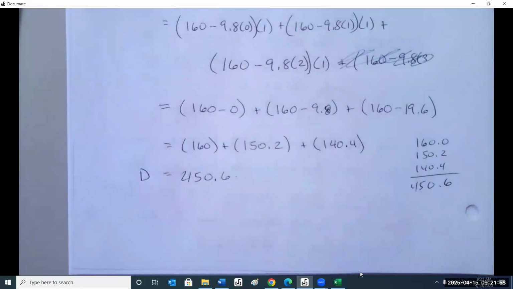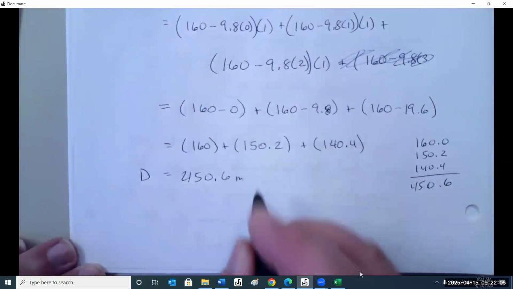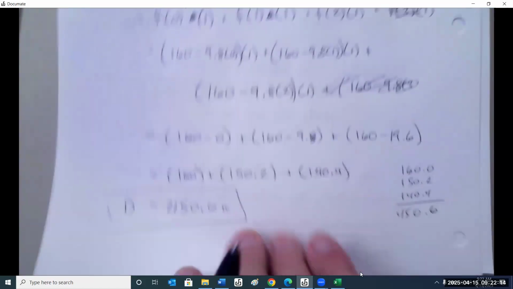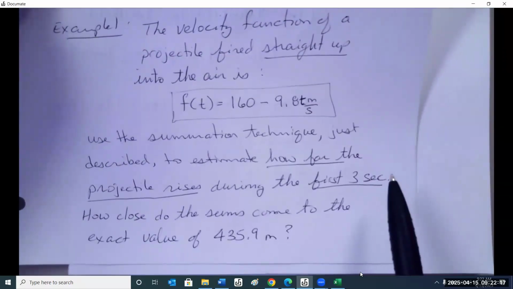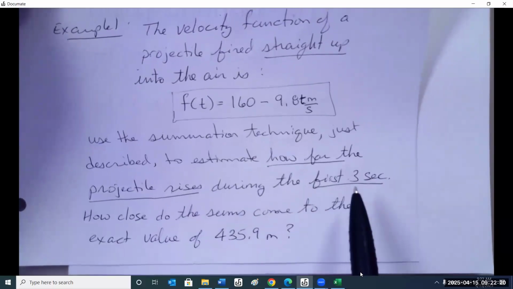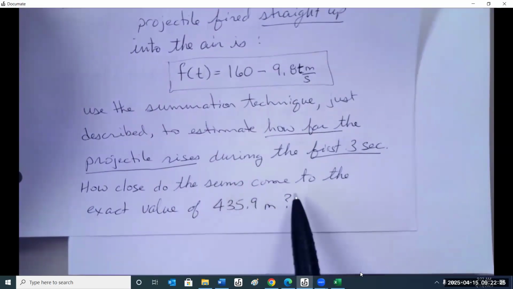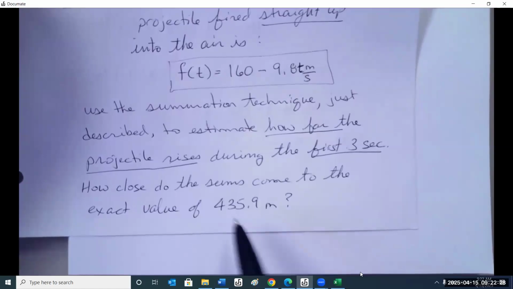What are our units? Yes, so the distance is in meters. What was part b asking? So for the first 3 seconds, it traveled 450.6 meters. How close do the sums come to the exact value of 435.9? So how do we find that?